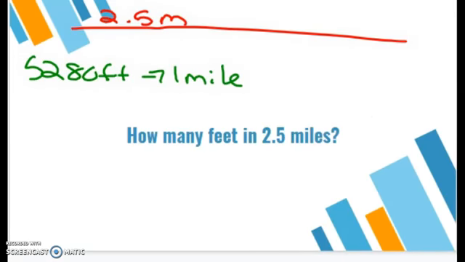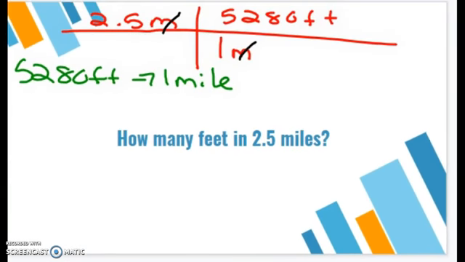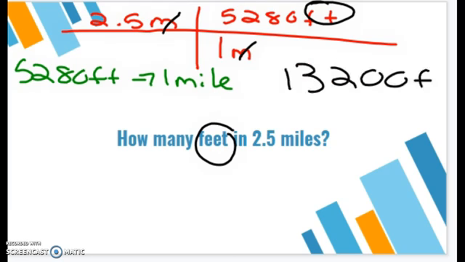Alright, we're back. So I'm going to use that. So I need to put 1 mile down here, and then 5,280 feet up top. The reason I do that is now my miles cross out. I'm left with feet. And feet is what I want. So I can multiply across 2.5 times 5,280. That's 13,200. So my answer is 13,200 feet.